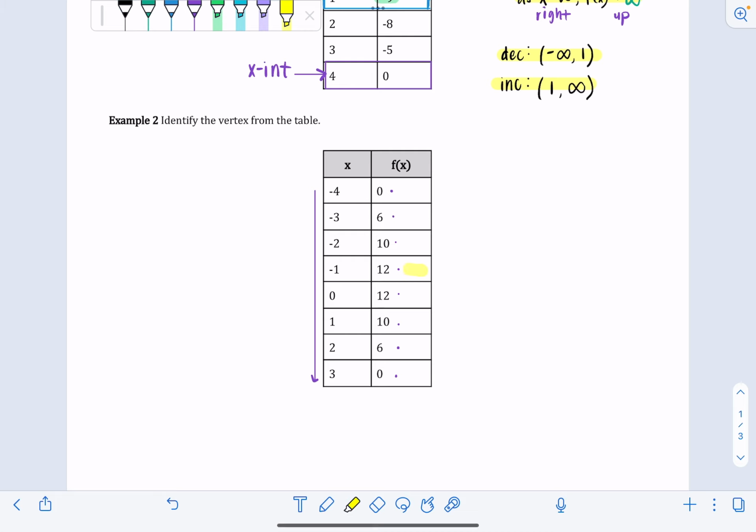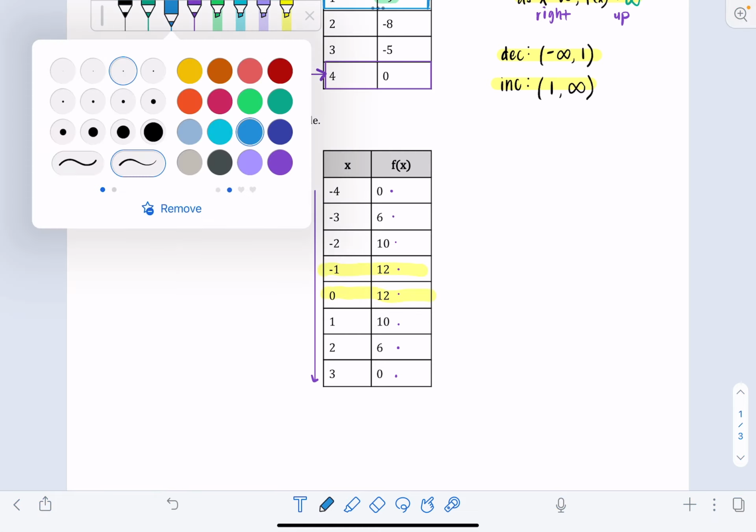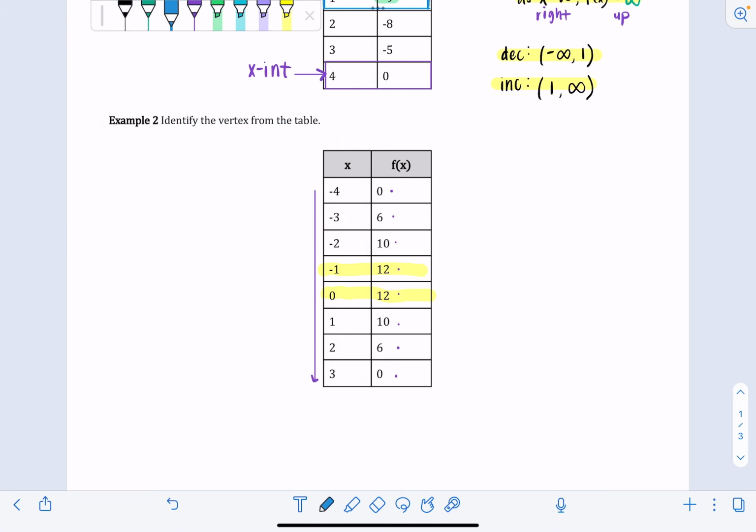We just have these two 12s, so it's almost like we're missing the vertex, and that's kind of the point. The problem is that we're missing the vertex right here. That's where it would be. It would be perfectly in the middle of those two points. So if we need to find it, we're basically just going to have to estimate it. We can't actually find the exact vertex unless we know the rule, which is how we would write the function, or the equation, for lack of better terms, for this table.